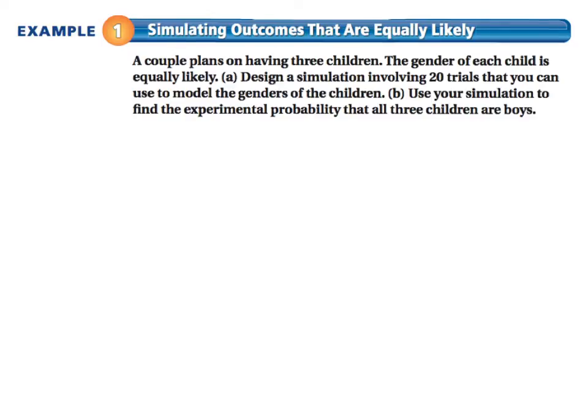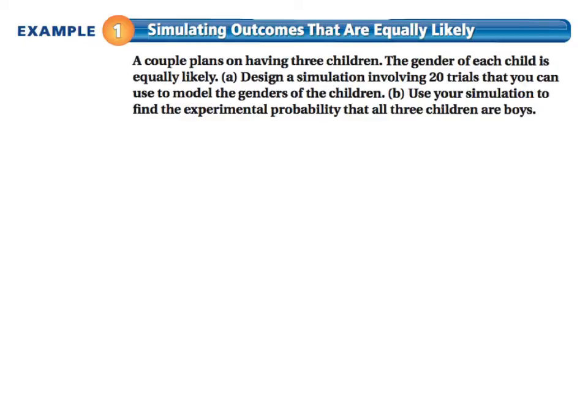So here's what it says. A couple plans on having 3 children. The gender of each child is equally likely. Design a simulation involving 20 trials that you can use to model the genders of the children. Use your simulation to find the experimental probability that all 3 children are boys.